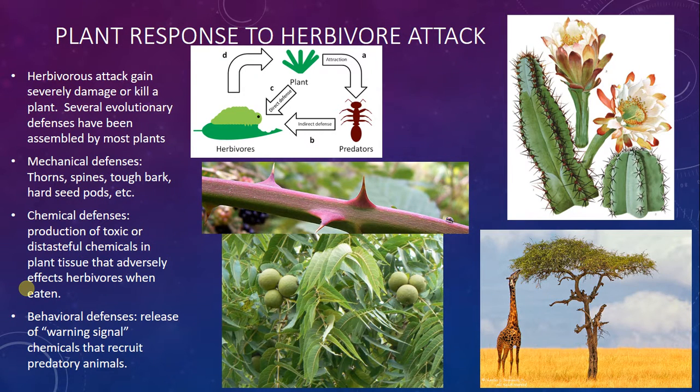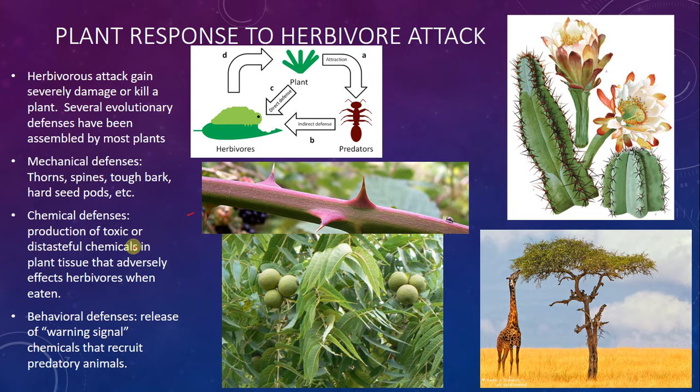Traditionally, there are things like mechanical defenses, so like in cacti, spines, rose bushes, thorns. Trees can have really tough bark or hard seed pods to prevent herbivorous attack. So those are ones we're probably really traditionally aware of, mechanical defenses.